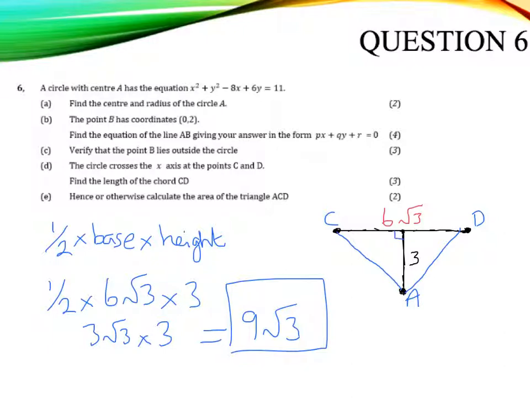Okay, again, you would pick up marks in an exam, not both of the marks, but you would pick up some marks by working out the half times the base times the height. If you didn't get 6 root 3, if you used your value between C and D and calculated this part correctly, then you would still pick up 1 mark. You'd miss an accuracy mark, but you'd still pick up a method mark at that point.